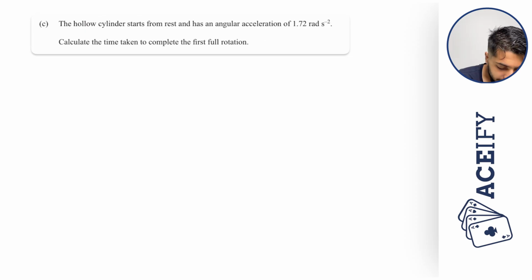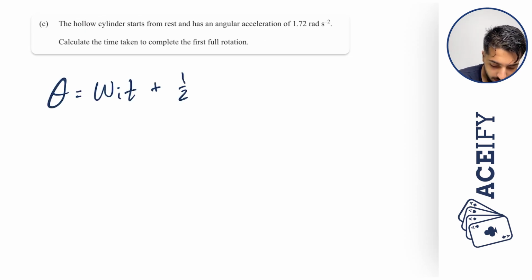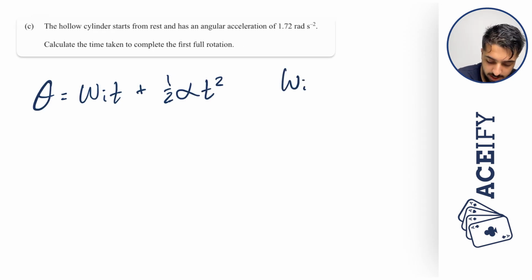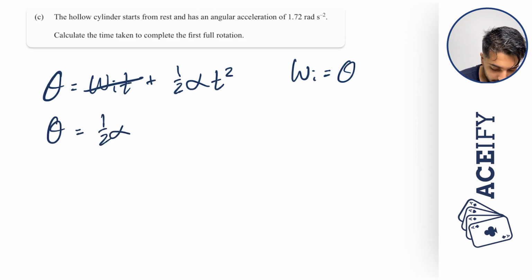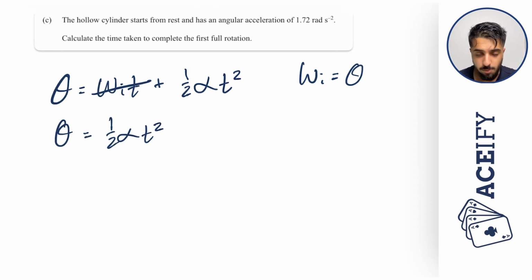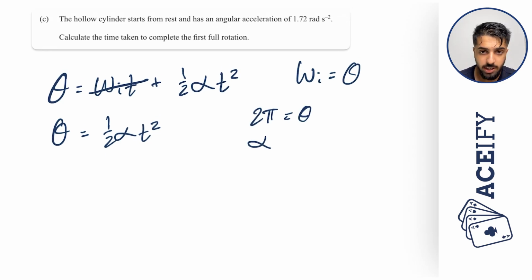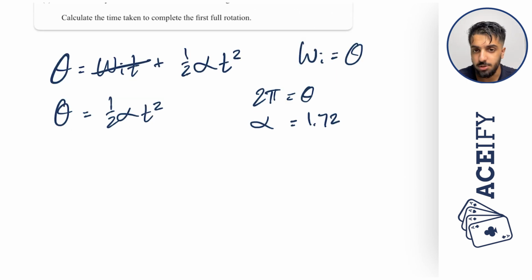So we know that our theta is equal to omega i t plus half alpha t squared, right? Now we know that our omega i is just the angular velocity in the beginning, and we know that is 0. And so therefore this term can cancel out, and therefore our theta is equal to half alpha t squared. Now we know that one full rotation is just 2 pi, right? So our theta is 2 pi. Our alpha is just our angular acceleration, which we're given as 1.72, right? And the t squared is what we're trying to find.